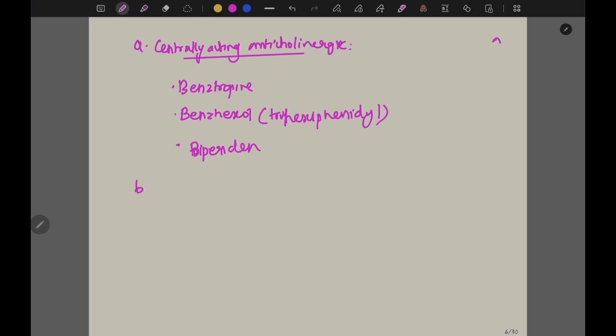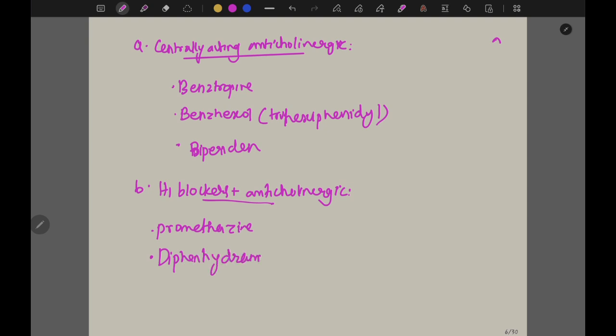Now, antihistaminic drugs with anticholinergic activity are also there, that is H1 receptor blockers with anticholinergic activity. Those include promethazine and diphenhydramine. So these are the main anti-Parkinsonian drugs.